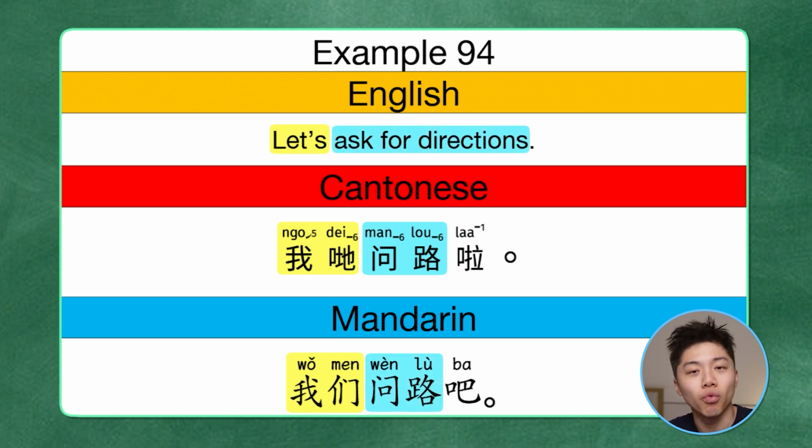And then la is basically like a suggestion. 問路啦 is like, let's ask for directions. It's a suggestion. In Mandarin, the suggestion word is 吧. So 我們問路吧, let's ask for directions. Like it's a suggestion now. That's the suggestive particle in Chinese.